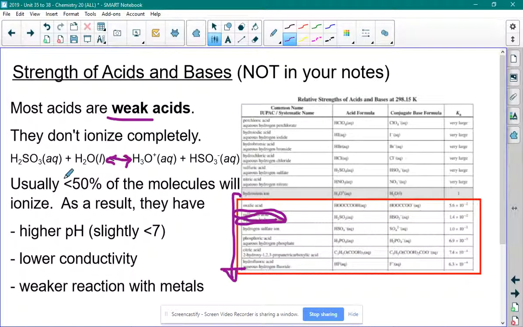And really only less than 50% of the molecules are actually going to ionize. So for example, if I've got 1 mole of hydrogen sulfite molecule, I'm going to end up with less than half a mole of hydronium ions. So that means that their pH is still acidic, still less than 7, but not nearly so much less than 7. It'll be in the 5 to 6 range. They're less conductive, and they don't react with metals as strongly. So this is relevant to question number 1 on your workbook.